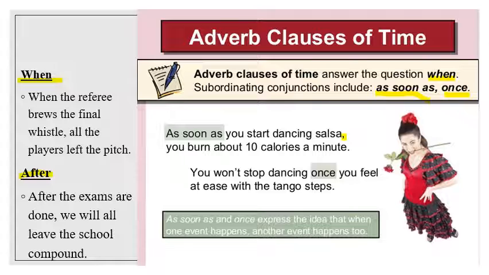The other one, when the referee blows the final whistle, all the players left the pitch. Pitch is the football field, whatever you are playing. In this sentence, when the referee blows the final whistle, this is the dependent clause, and the players left the pitch is the independent. After the exams are done, we all leave the school compound. After the exams are done, this is the dependent clause. And as I said, if you look at it carefully, it describes the time.